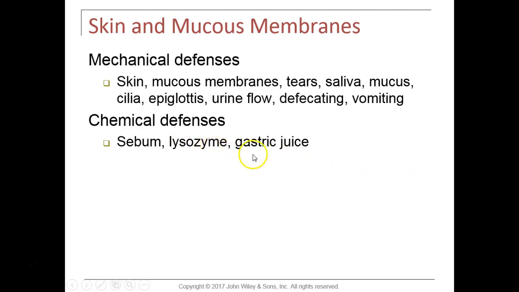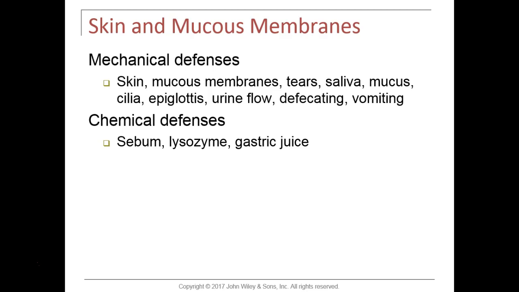And then we have gastric juice, which is acidic, hydrochloric acid. So if we are consuming foods or fluids that have pathogens in them, luckily for us, the majority of them are destroyed in our stomach. There are some that are not, but most of them are. They are destroyed by that acidic environment.